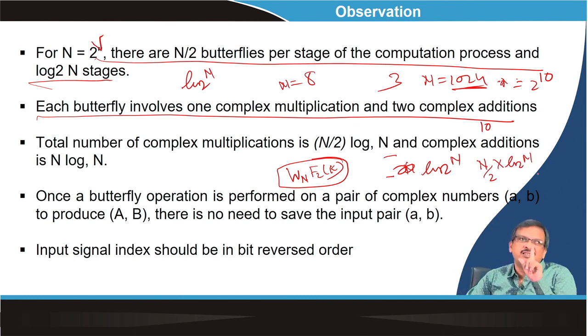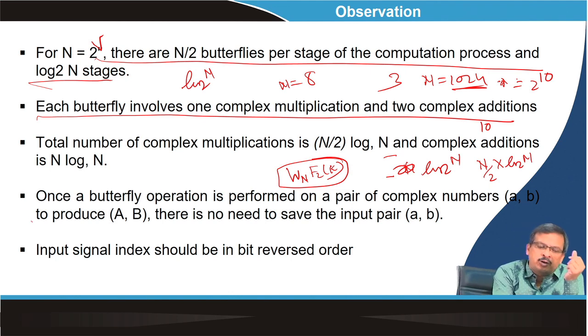Each stage has n by 2 butterflies. Each butterfly needs 1 complex multiplication. How many stages? Log 2 n. How many butterflies? N by 2. So, the number of stages multiplied by n by 2 is the computational multiplication required for computing the discrete Fourier transform using the FFT algorithm.